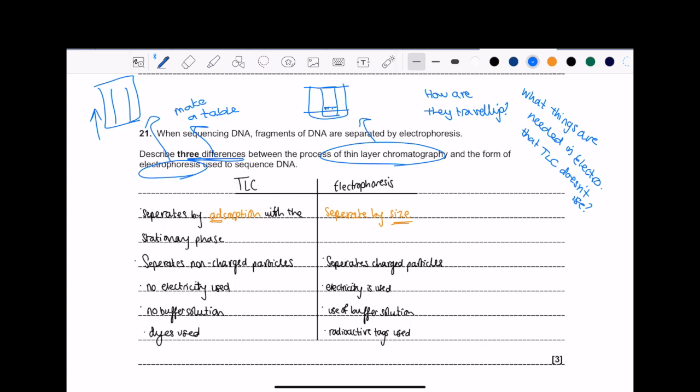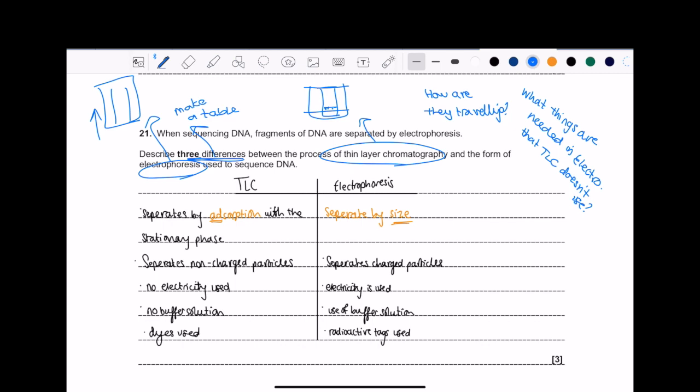what I can recommend to you is think about what material or what things you need for the procedures, okay? Electrophoresis needs so much more than TLC. Electrophoresis needs a buffer, it needs radioactive dyes, it needs electricity, it needs other things, right? That's a difference. They are differences.